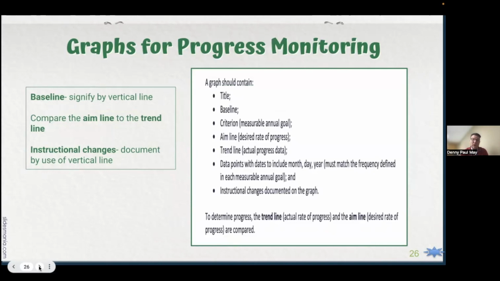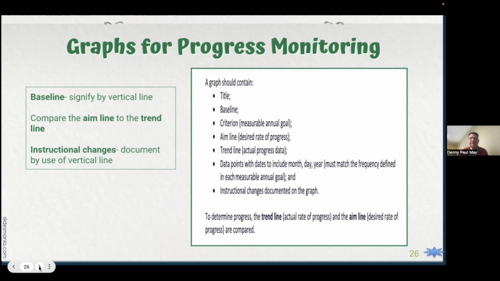You should have your goal on that graph. You should have an aim line, a desired rate of progress. So your aim line is going to go from your baseline to your expected percentage performance that you're trying to achieve, and then your trend line is going to be your actual progress data. And we're going to see this in just a second in an actual representation.